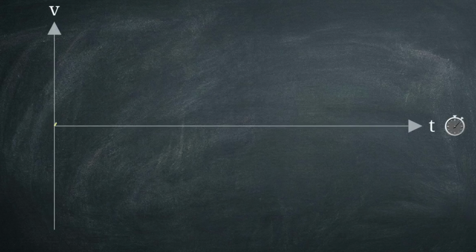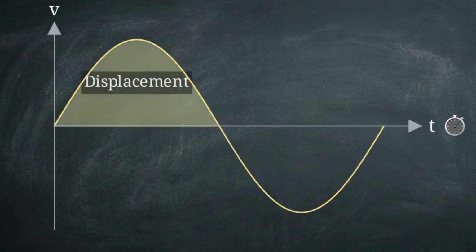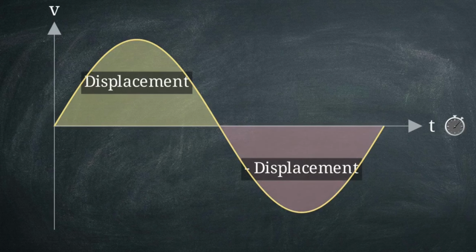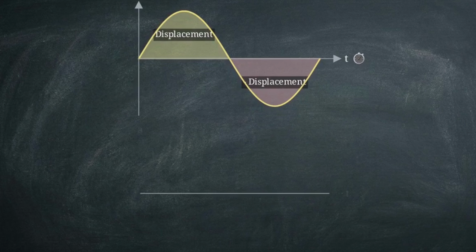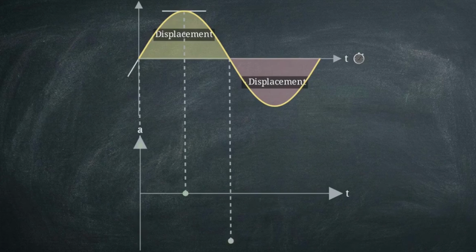This graph reveals a second property. The physical area trapped between the curve and the horizontal axis represents the total displacement of the object. When the graph dips below the time axis, the space is calculated as negative area. This represents the distance the object traveled in the opposite direction.